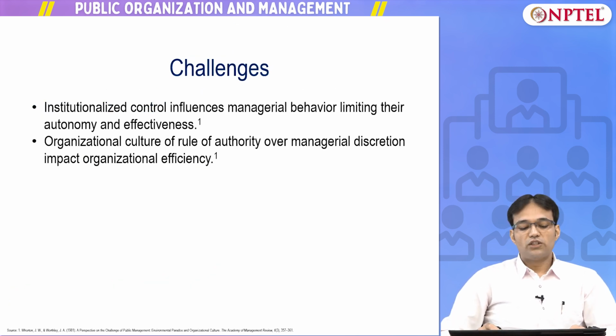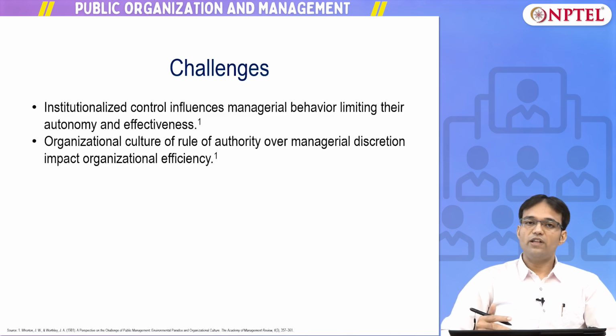Now, to conclude the discussion on challenges of managing in public sector organizations, two broad conclusions are drawn. The first one is that institutionalized control influences managerial behavior, limiting their autonomy and effectiveness. We have just talked about it: because government sector organizations have to abide by certain rules and regulations, and there are controls put in place to limit the behavior of these managers, it limits the autonomy and effectiveness of public managers and organizations, which is a challenge for these organizations.